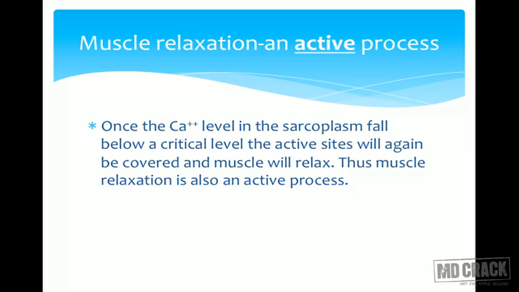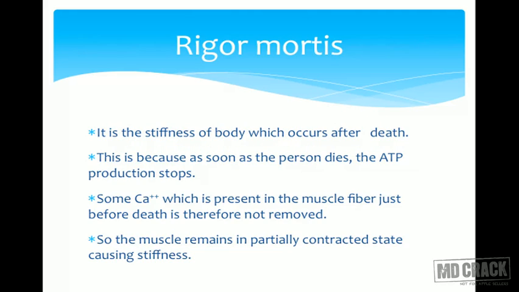ATP is also required to cause the detachment. Unless and until a new ATP molecule combines with the myosin head, the actomyosin complex will not detach. So ATP will also be required for this. So muscle relaxation as such is an active process. That means it will require energy.